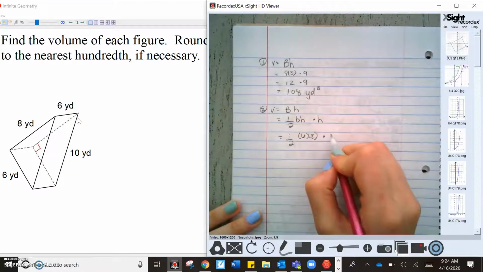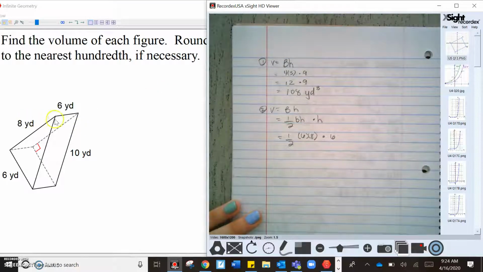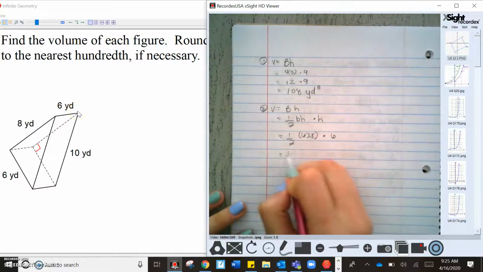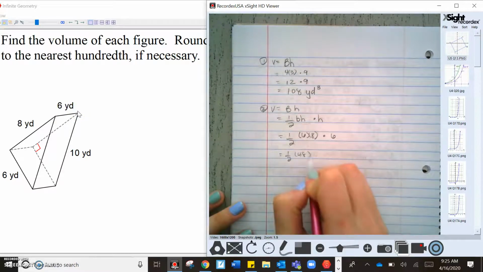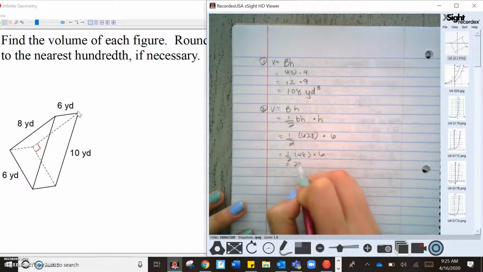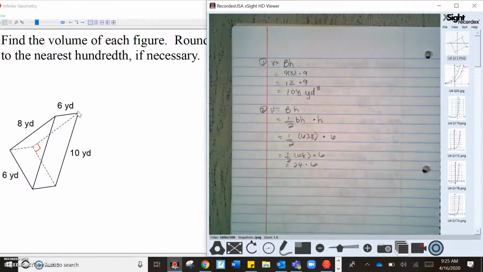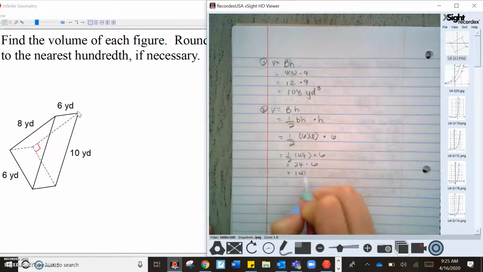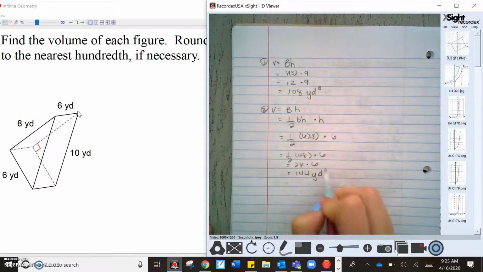Then we're going to multiply that by the height of the prism. The height of the prism is what's being pushed out. So it's this little piece here of 6. So this is going to be 1/2 of 48 times 6. So 24 times 6 is 144. And again, we're dealing with yards, and it'll be cubed.